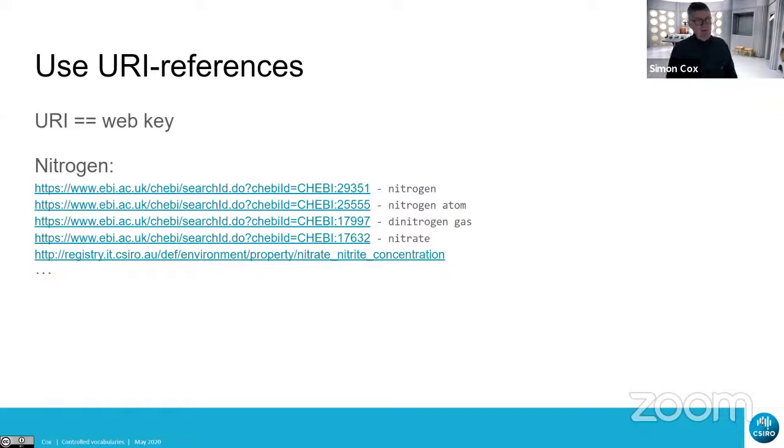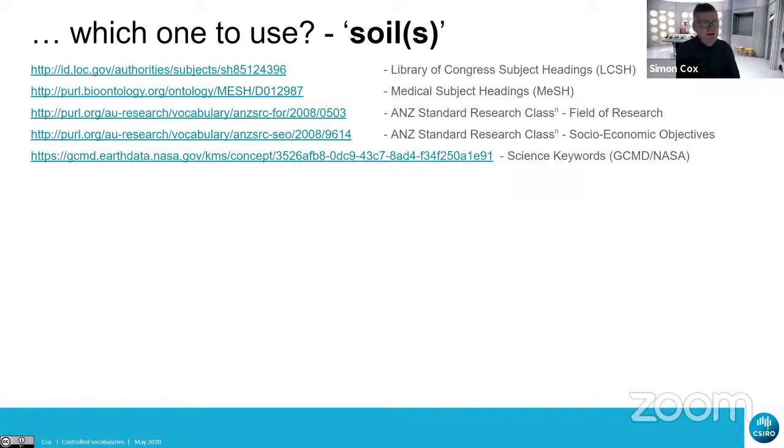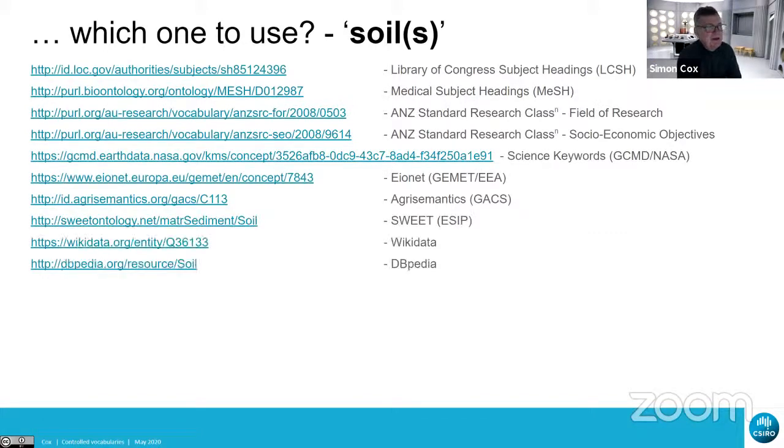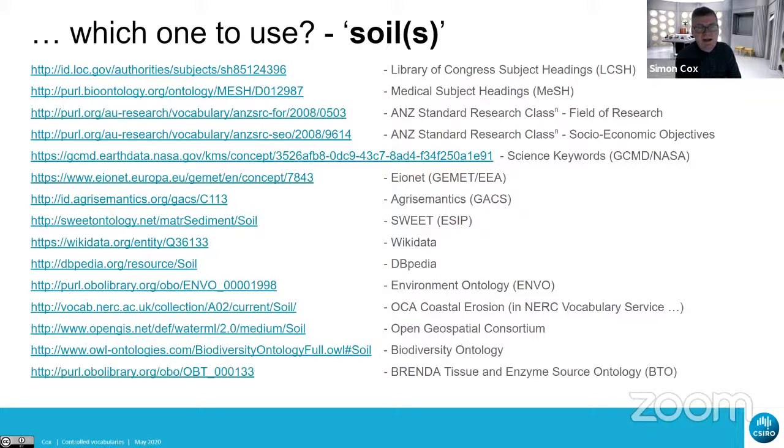So there's a challenge here, which is that there are a lot of terms. Even when you go to URIs, you've got a lot of choices to make. In preparation for this, I looked up the term soil, or soils, in a bunch of vocabulary services, and there are a lot of options. I deliberately cast around a wide variety of vocabulary services, but these are all live URIs which might be used to denote the term soil.